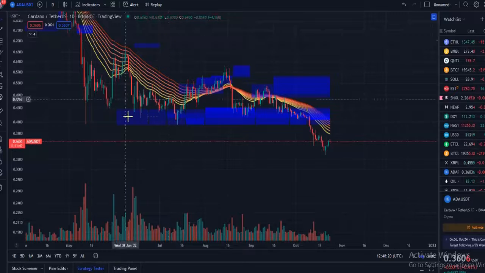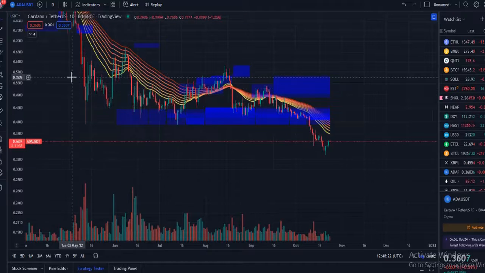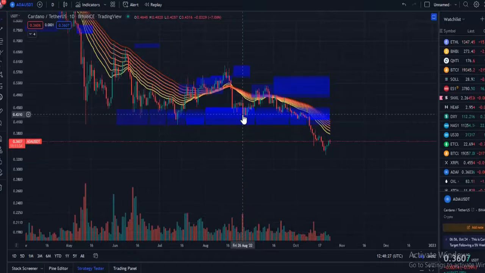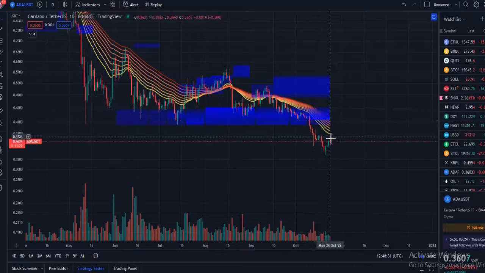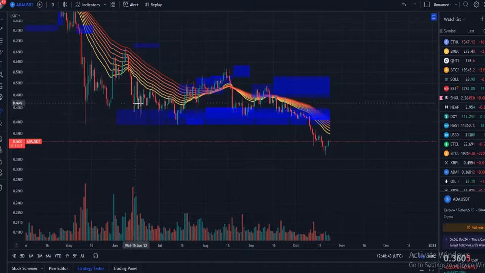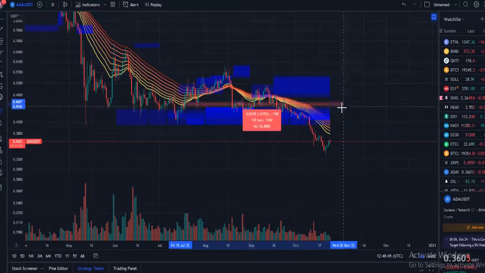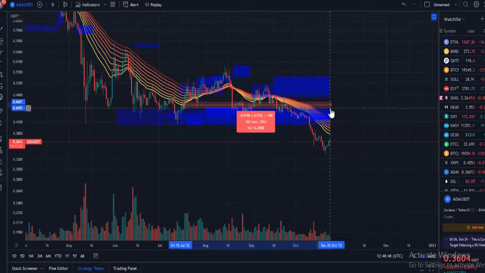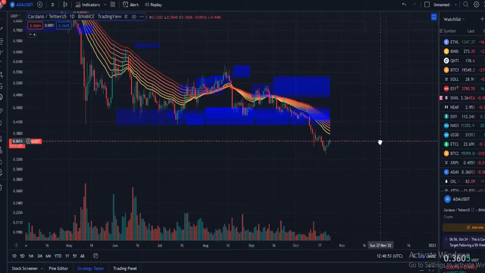As we can see, ADA has been ranging for a while, on this range from 0.59 down to 0.43. We have now just broken that range to the downside. So I will give you more reasons why we might expect lower prices for ADA. We've been in this range for about 100 days, which is more than 3 months.